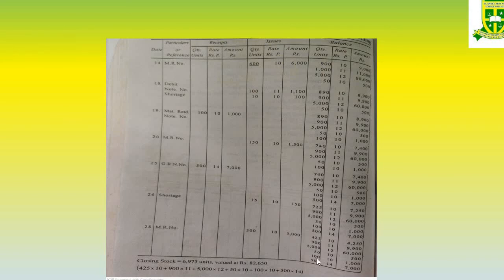Others repeat. At last you have to write the total amount available as closing stock. So just add the quantity. The quantity is 6,975 units available. The value column is this amount column. Don't add the rate column, because each item costs a different price, so you can't add the rate column. Add the amount column and quantity column alone. That will be your answer. So the closing stock available is 6,975 units in hand, which is a value of 82,650. So this is the first in first out method.